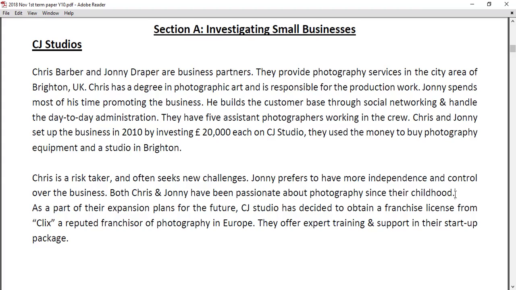Both Chris and Johnny are passionate about photography. So personal satisfaction is a non-financial objective. Because you have to write an example, you can see 3 examples. We can say Chris likes to get new challenges. So accepting challenge is a non-financial objective. Johnny prefers to have more independence and control. It is another non-financial objective. And Chris and Johnny both are passionate about the photography business. Therefore, personal satisfaction is another non-financial objective.